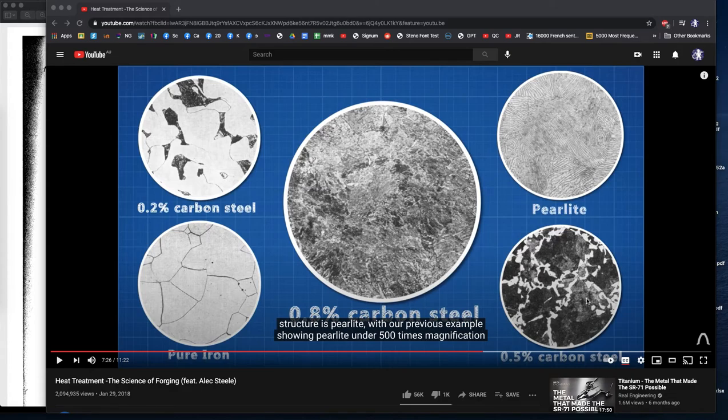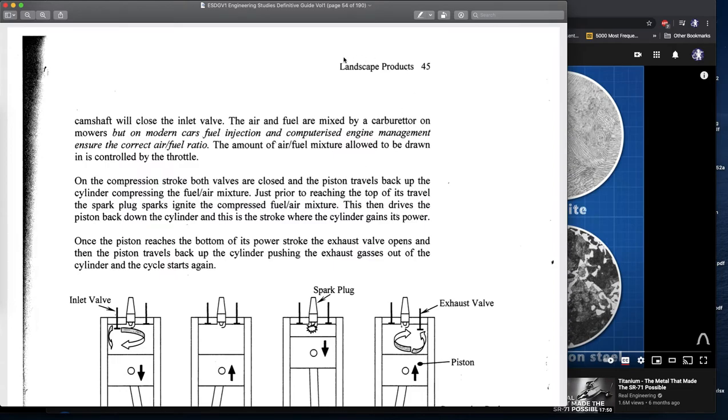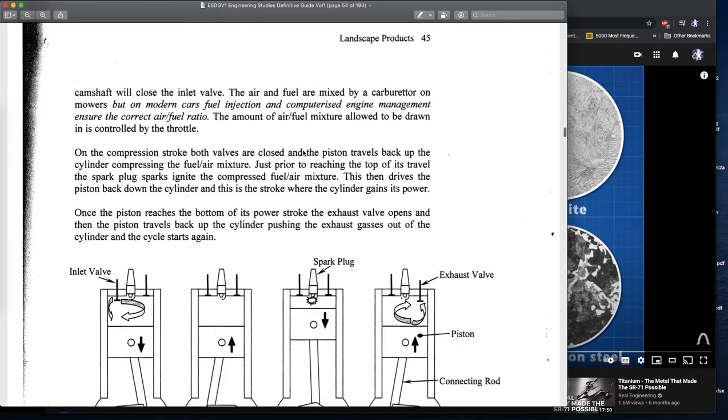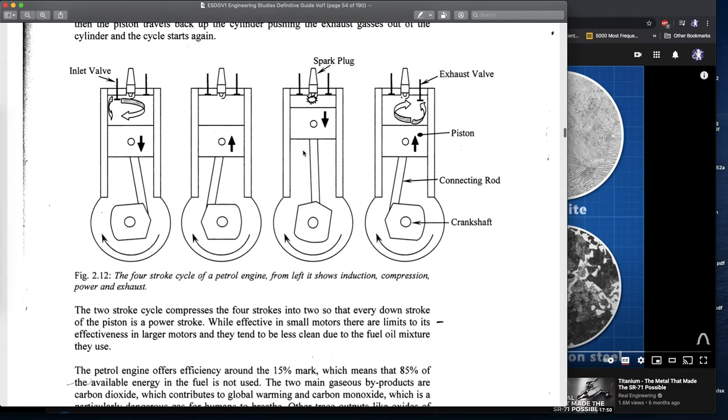Going through Chapter 2 of the engineering syllabus, the HSC syllabus, and the Year 11 preliminary version of the engineering study syllabus, I'm going to be looking at the materials component. I will be going through the landscape products chapter of the Copeland textbook. This is the previous edition, but I think it's pretty representative.